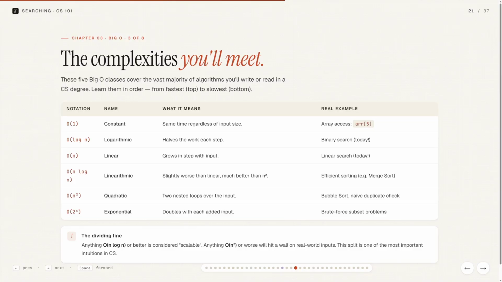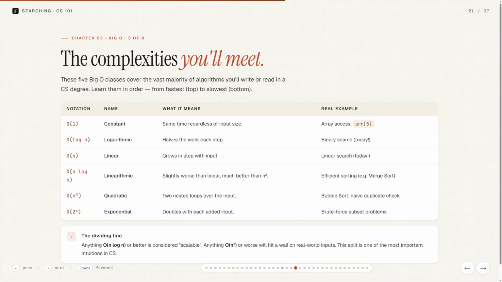Here's O of 1, constant time. Same amount of work regardless of input. Example, reading an array index. It doesn't matter if the array has 10 or a million elements, because going to an array and modifying it at index 5 takes the same time, because you already know where that index is, as we mentioned earlier in our class on arrays.